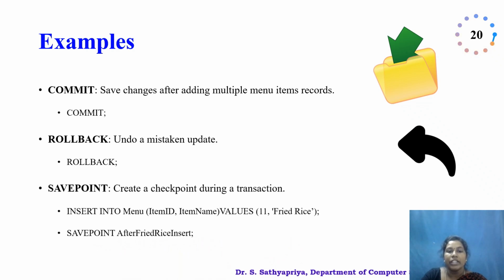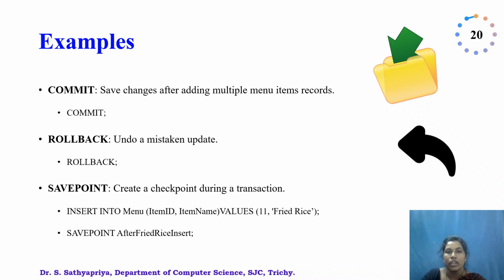The savepoint command creates a checkpoint within a transaction, allowing you to roll back to that specific point if needed. It allows you to mark a point in the transaction where you can return later, which is useful when you want to undo only part of a transaction rather than all of it. After creating a savepoint, you can issue a rollback to savepoint to undo only the changes made after that point, leaving earlier changes intact.